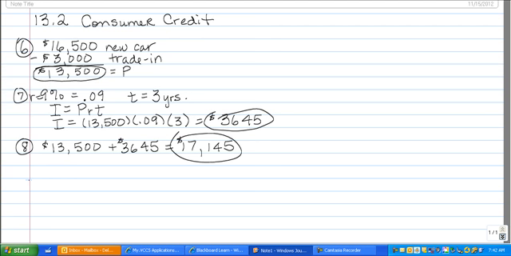The monthly payment: we have 3 years times 12 months per year. That's 36 payments. So we need to take our 17,145 and divide it by the 36. And that's going to be $476.25 per month.